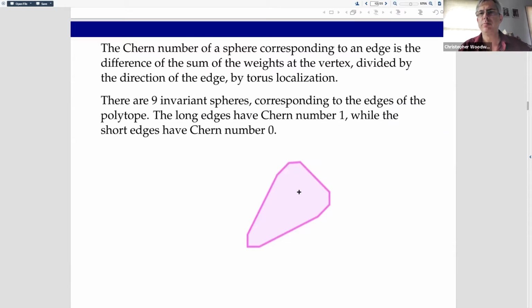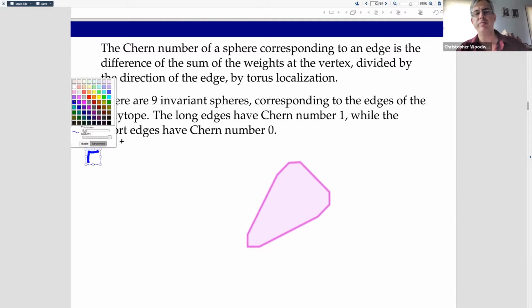So Chern number means that I look at the pairing of the homology class of the curve with the first Chern class of the manifold. And in toric geometry, there's a simple way of determining what the Chern numbers are. You look at the sum of weights at each fixed point, and then you take the difference between the weights on one vertex and the other vertex, and then you just divide by the direction of the edge.